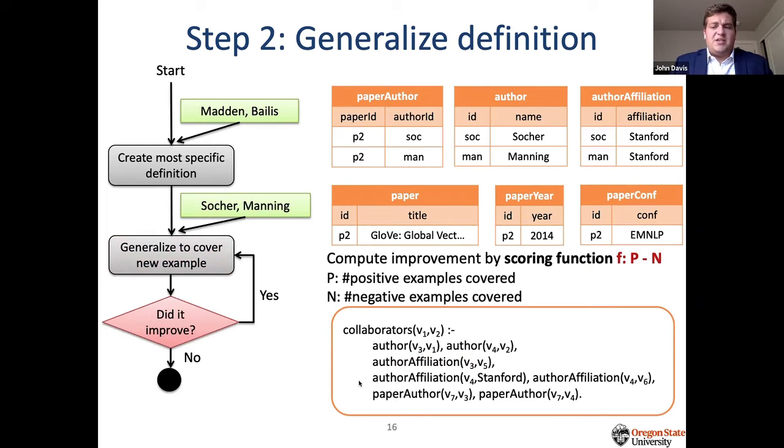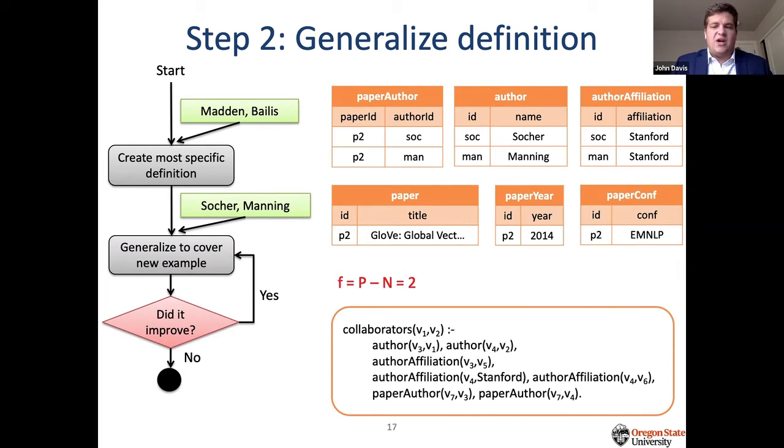Although the generalized definition covers more positive examples as it is less specific, it may also cover negative examples. So after each generalization step, we need to check whether the accuracy of the definition improves. We'll generalize the definition until it does not improve. We assess the definition by calculating the number of positive examples covered subtracted by the number of negative examples covered. In order to have an accurate definition, we want to maximize positive coverage and minimize negative coverage.